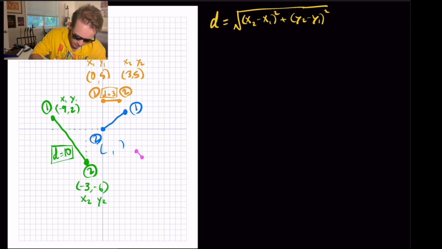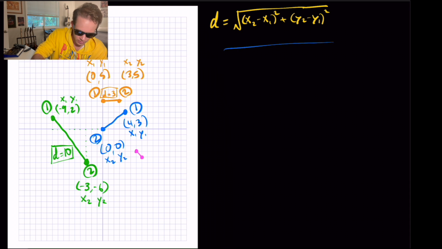So for point number 2, that's right at the origin, that's going to be 0, 0. And then for point number 1, that's going to be at 4, comma 3. Point number 2, we're going to call those coordinates x2 and y2, and for point number 1, it's going to be x1 and y1. And then we just plug those values into the distance formula. Nothing special to this.